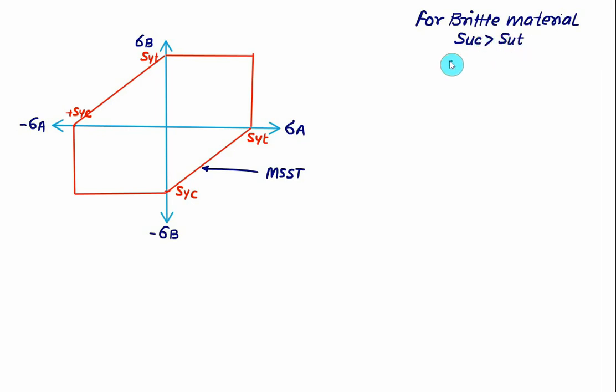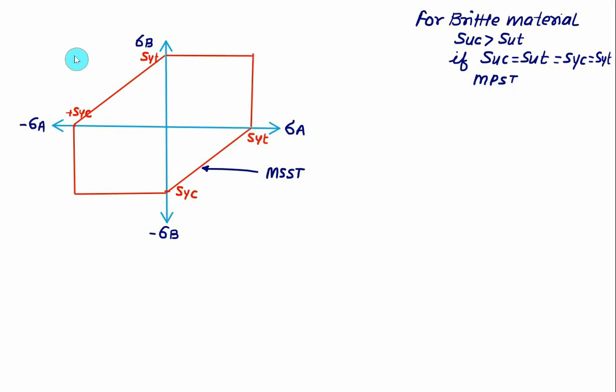But if you assume the value of SUC is equal to SUT and you apply the maximum principal stress theory, we also know that the value of SUC is equal to SYC and the value of SUT is equal to SYT. So this is just to compare the two theories, that is for brittle material and for ductile material. In that case, if I draw the MPST, then this region remains the same.